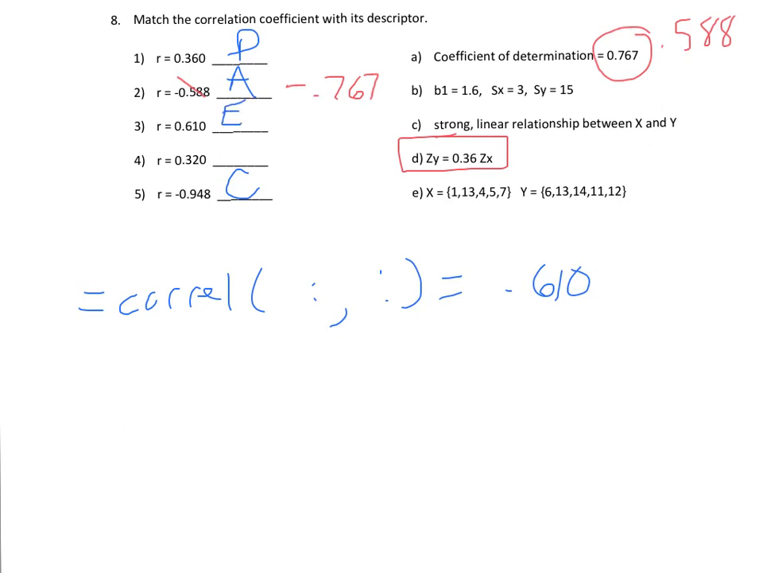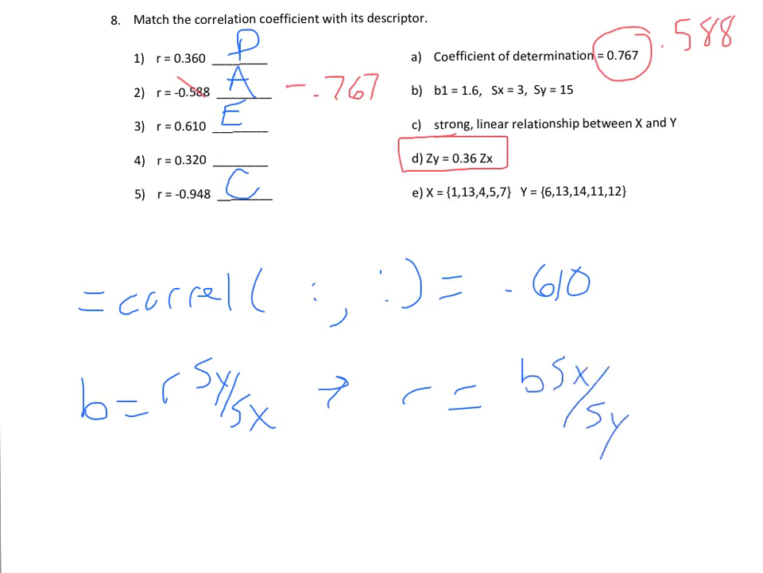Now for B, that answer is 0.32, and I'll show you how. If B is R SY over SX, and if I solve for R, I have B SX over SY. And when I plug in my values, you'd see that I end up with 0.32. So this is B. Okay. That's it for that. Let's go to number 9.